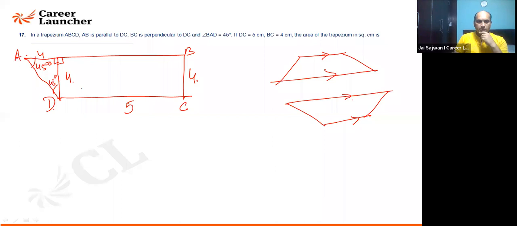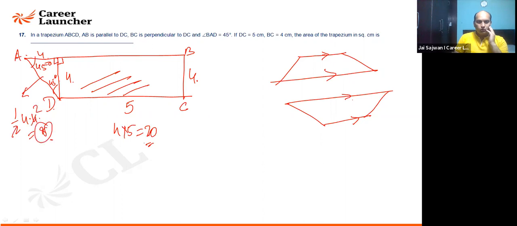What is the area of trapezium? I know this is the rectangle of the area of 4 5s are 20. I believe it is clear. The area of this is half of the base into altitude, which is coming out to be 8. So the total sum of this value will come out to be 28. That's your answer.